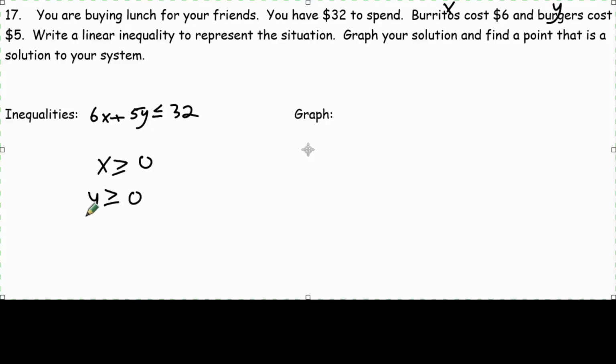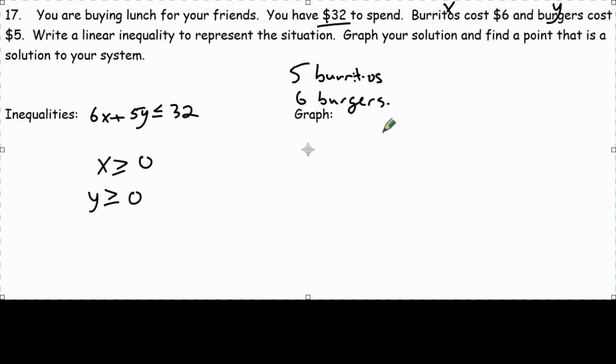Now, this doesn't have quite as large a number as some of the other problems that we've dealt with before. Some of the problems we've done in the past needed you to come up with some really large numbers to put on a graph. In this case, it's not so bad. One of the things we can do is figure out the maximum number of burgers and the maximum number of burritos you can buy. If you have $6 per burrito and $32, the most you can have is 5 burritos, because 6 burritos would cost $36 and we'd be out of money. And the most burgers you can buy would be 6 burgers.